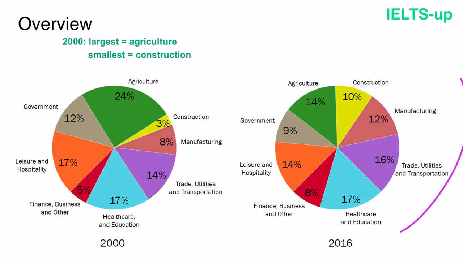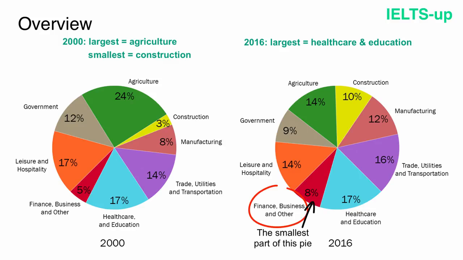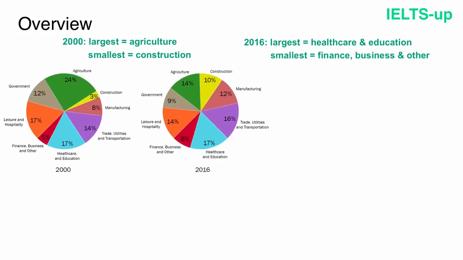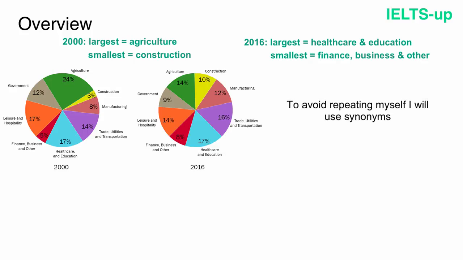And our second pie chart shows year 2016. We can see that the largest part of this pie is healthcare and education, and the smallest part is finance, business and other services. Now let's make an overview with these key features. To avoid repeating myself, I will use synonyms.